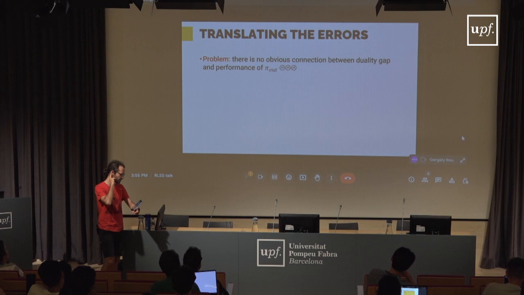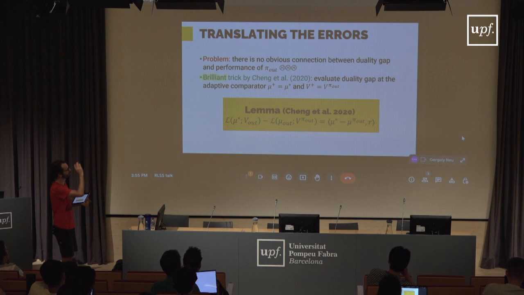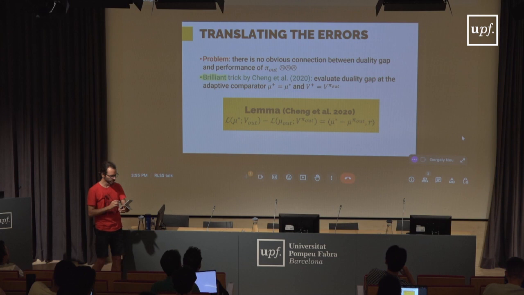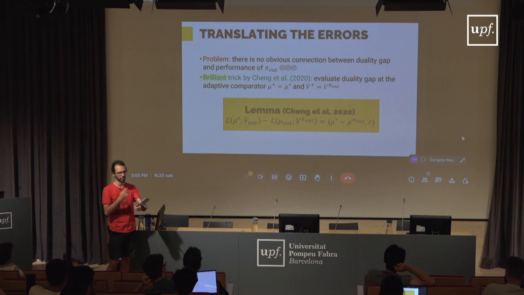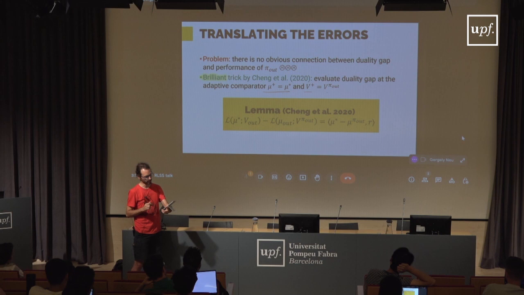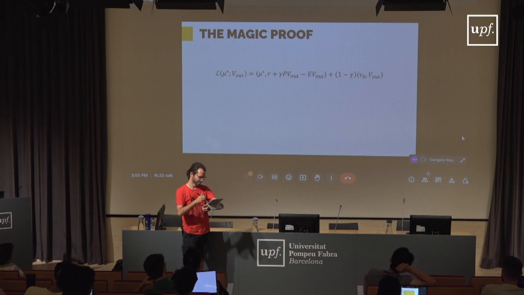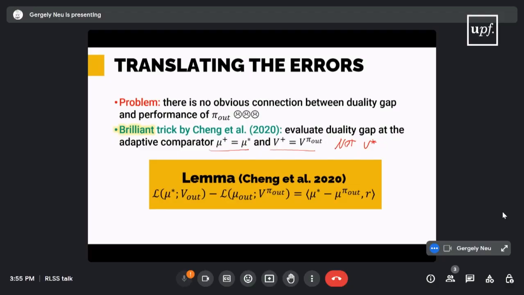until this really brilliant paper by Chen Yu Cheng came out in 2020. This is an AISTATS 2020 paper, whose idea was the following. It's really mind-blowing. I hope you're going to find this satisfying, because I'm going to show you the proof. So what they showed is that if I choose the comparator for mu as mu star, and if I choose the comparator for v as v pi out, notice that this comparator point is not v star, most importantly. So this is not the traditional comparator that is chosen for traditional purposes of min-max optimization.